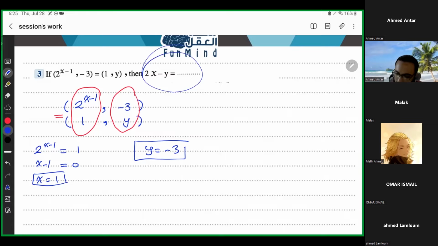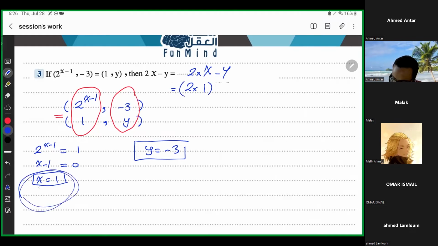Now he asked about what? 2x minus y. It means 2 times x minus y. So 2 times what? The x here is 1. So it's 2 times 1, minus negative 3. Yes, minus negative 3 means plus 3. So 2 times 1 equals 2, plus 3 equals 5. And this is the final answer. Got that?